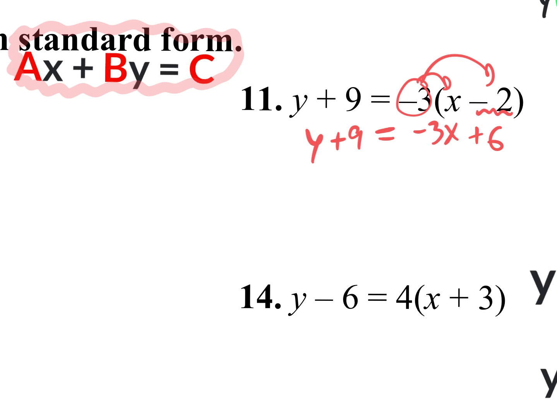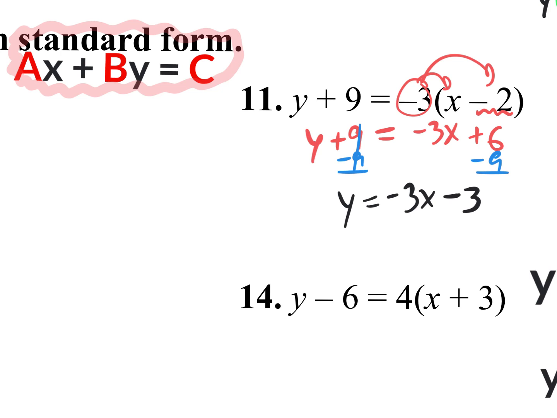And now I need to move some things around. Obviously, I want my x's and my y's on the left side, and I want all numbers on the right side by themselves without variables. So I don't want this 9. I'm going to move the 9 over to the other side by subtracting 9. What do I have now? I have y equals negative 3x minus 3.